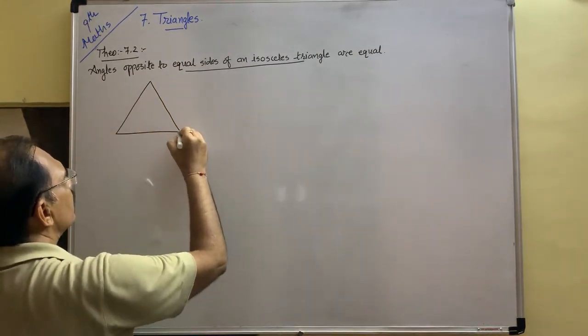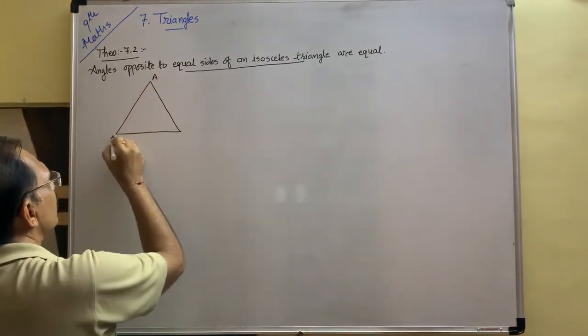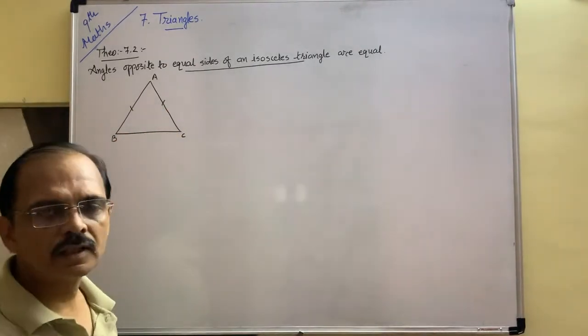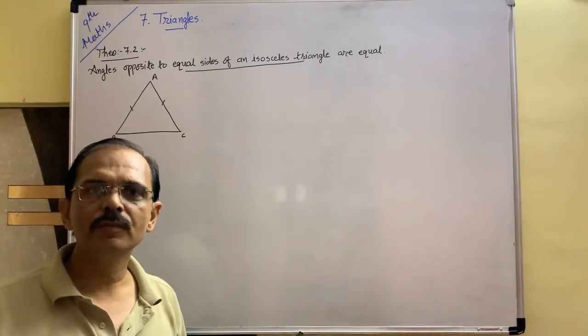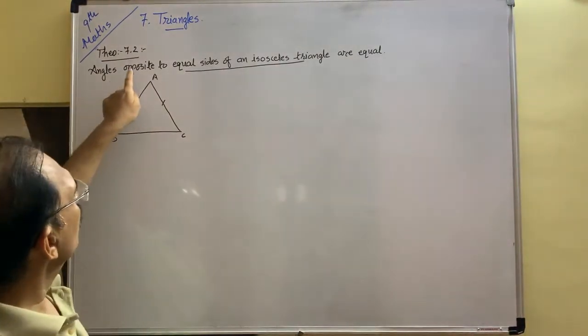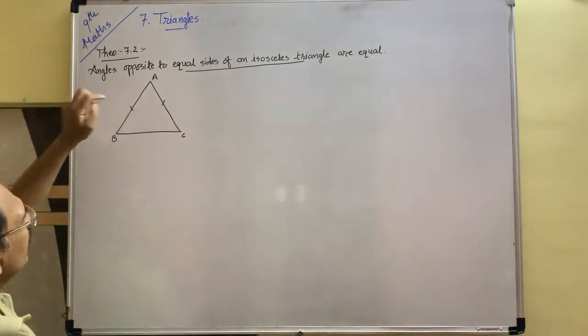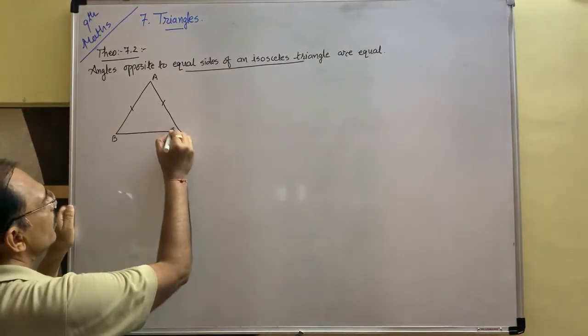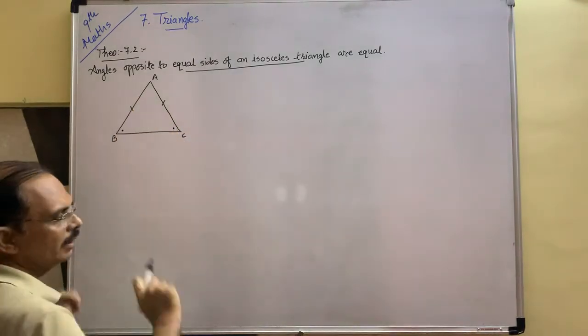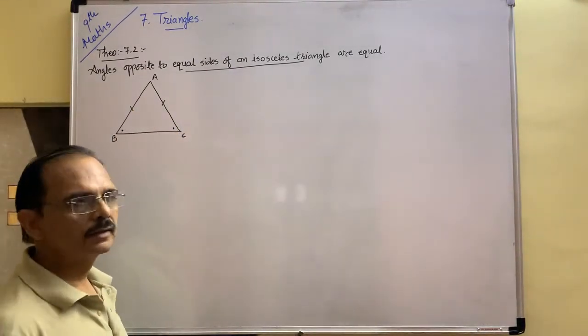Let triangle ABC is there. Two sides are equal, that's why it is an isosceles triangle. Here we consider that AB and AC are equal. Now prove that angle opposite to equal side and their opposite angle. Opposite angle means this angle and this angle, opposite to AC and opposite to AB. Prove that these two angles are equal.